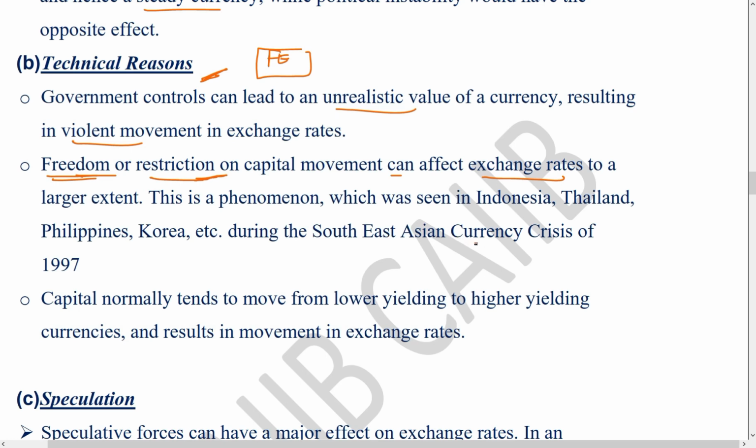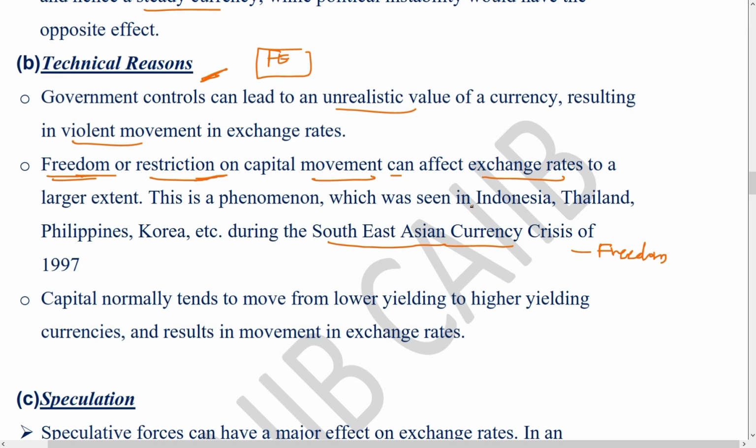This is what happened. These countries were following free capital movement. They had given complete freedom for capital to come in, and it could also be withdrawn whenever investors wanted. There was no restriction. But when suddenly there was a problem in one country and the crisis happened, all the Southeast Asian currencies crashed. Their values crashed in 1997, so it became a big crisis.